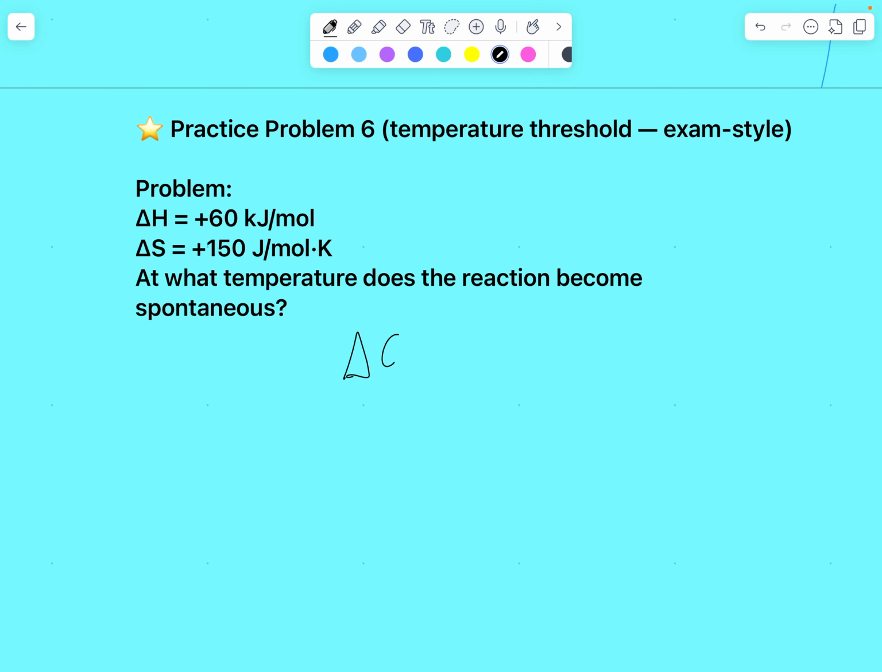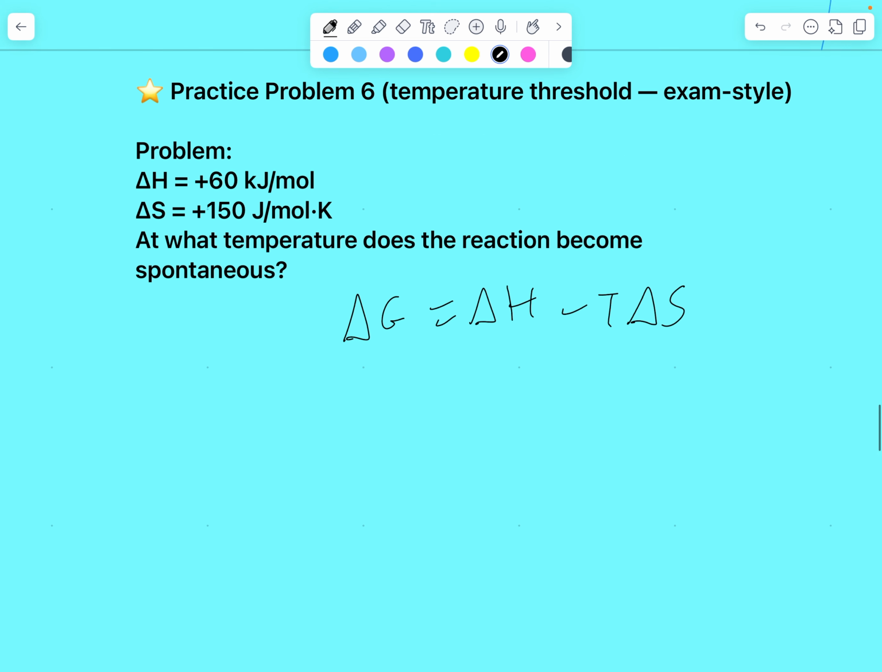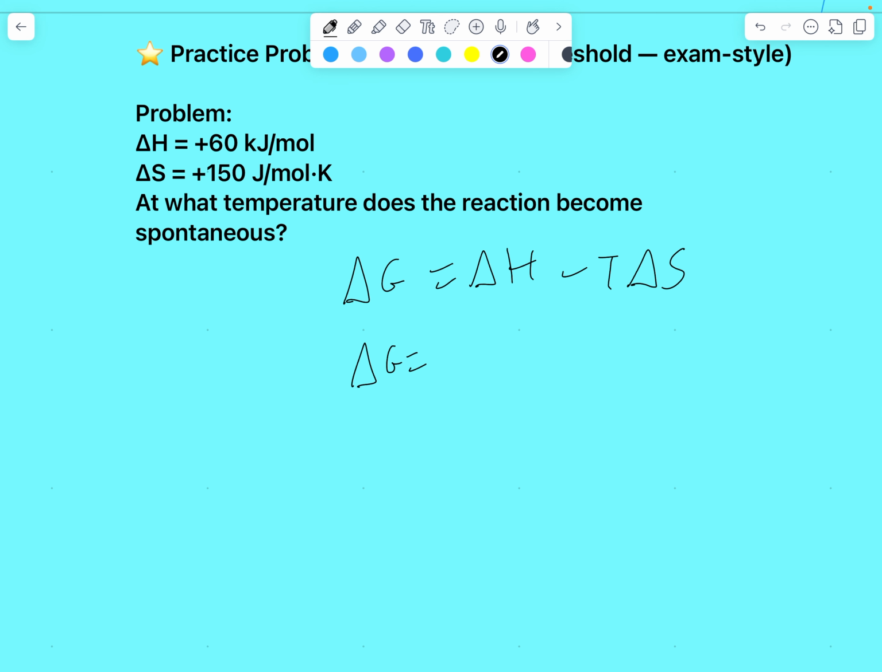So we know the formula delta G equals delta H minus T delta S, right? We are solving for the temperature threshold, meaning the point where it just becomes spontaneous. And at the threshold, we know delta G equals 0. So 0 equals delta H minus T delta S.